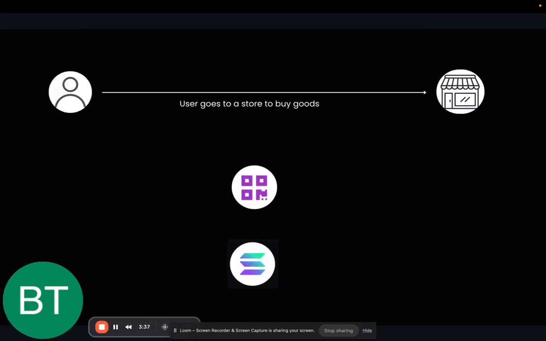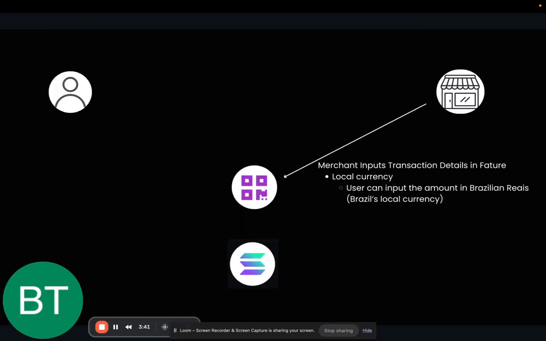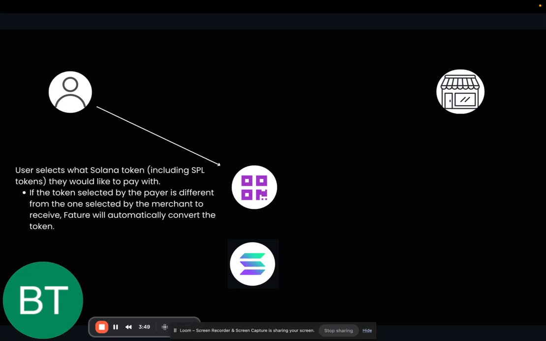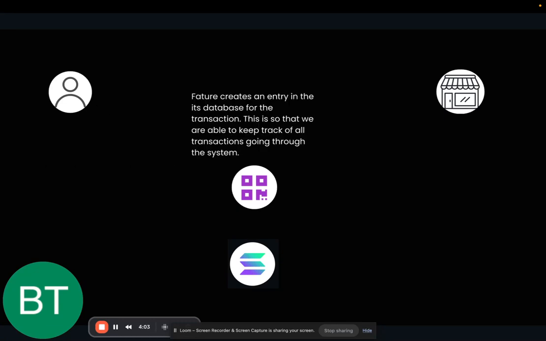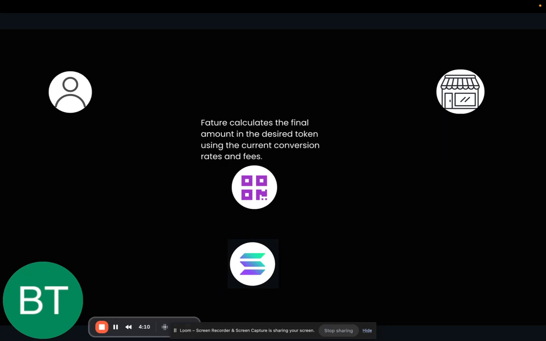So the way it works is a user goes to a store to buy something. Merchant will input the transaction details in the local currency, and the user selects which token they would like to pay. For example, they can pay with JITO-SOL. And then Fature will automatically convert the token that the user selected to the one that the merchant wants to receive. So Fature inputs the transaction details in its database so that we can track all the transaction details throughout the pay flow. It also calculates the final amount in the desired token using the conversion rates and fees.